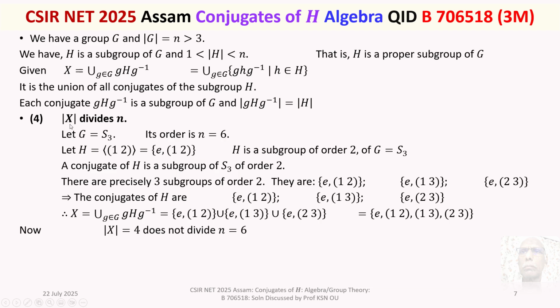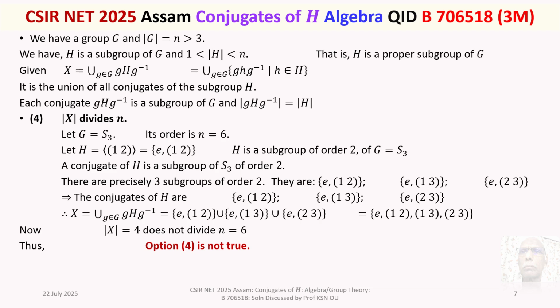But what is given? Order of X divides n. This is not necessarily true. In this case, this fails. Therefore, option 4 is not true. So far, we have shown options 1, 2 and 4 are all not true. By elimination, option 3 must be true if the given example is true.